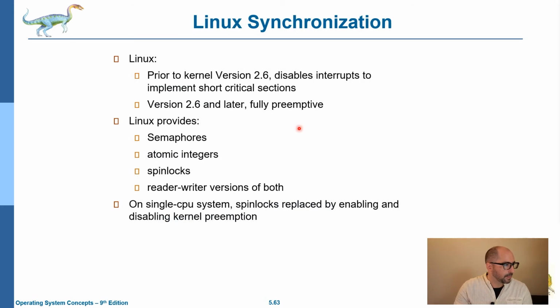Linux. We didn't bother with this before because it just disabled interrupts before version 2.6. So within the Linux kernel, critical sections just simply disabled interrupts and didn't scale. Now in later versions the kernel itself is fully preemptive, with semaphores, atomic integers, spin locks, and then reader-writer versions. So even on single CPU systems, the spin locks have been replaced by enabling and disabling kernel preemption.